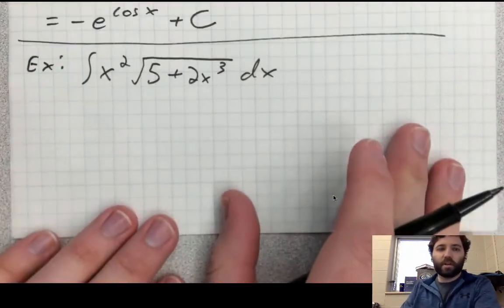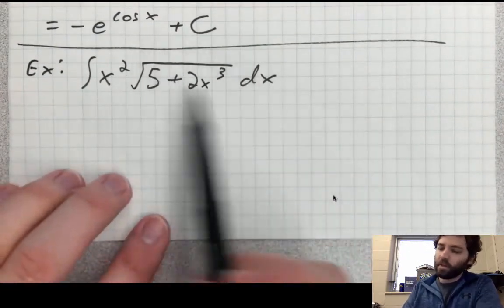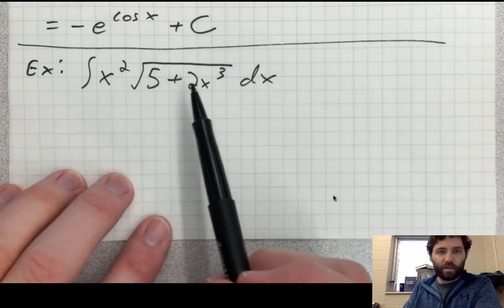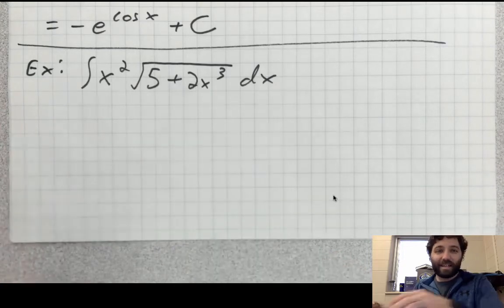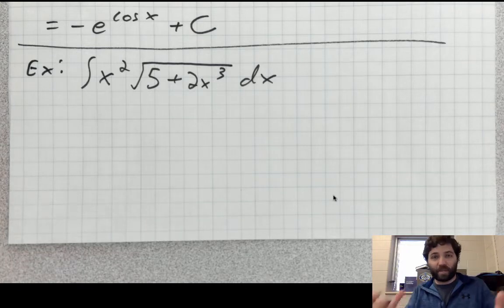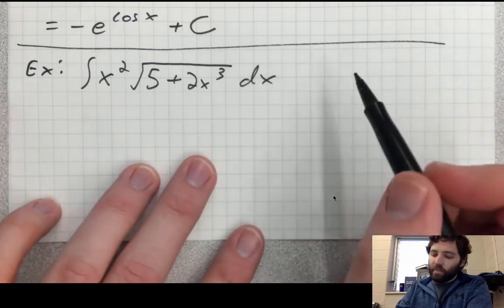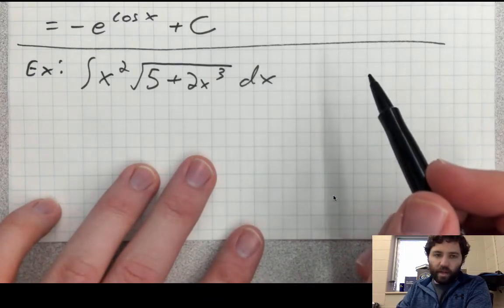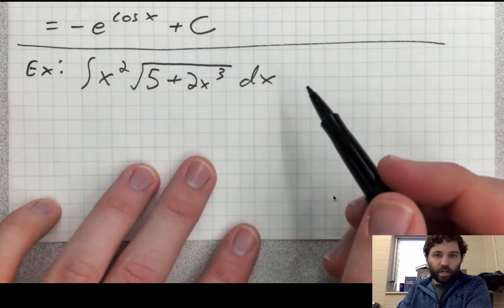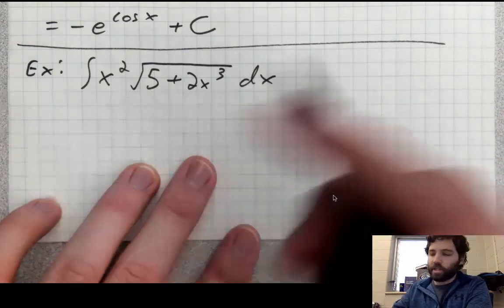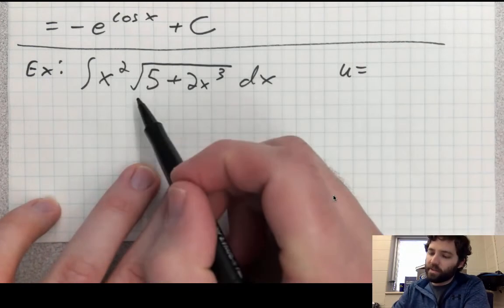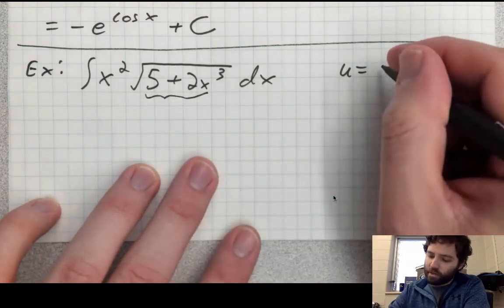Okay, so first thing you've got to do is pick your u. Usually, u is going to be the inside, like it will look like it's inside of something else, okay? So that's kind of where you can start as far as trying the u's. And remember, if you try it and it doesn't work, then just go back and try something different, try a different u. So let's set u as this piece right here, 5 plus 2x cubed.